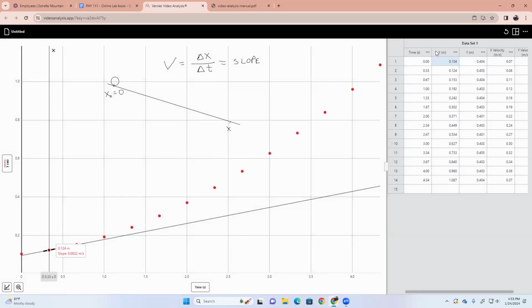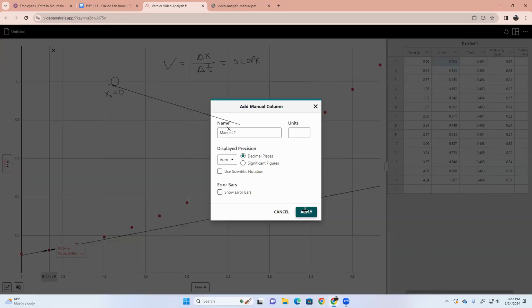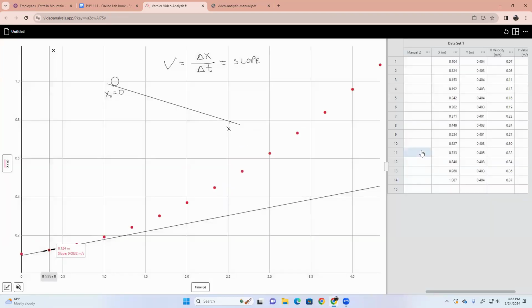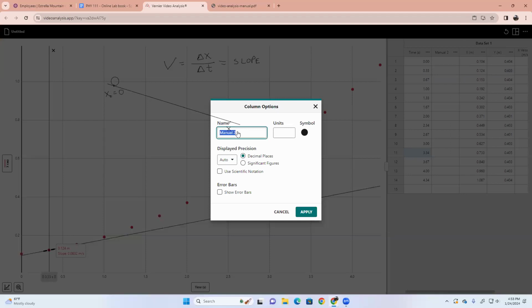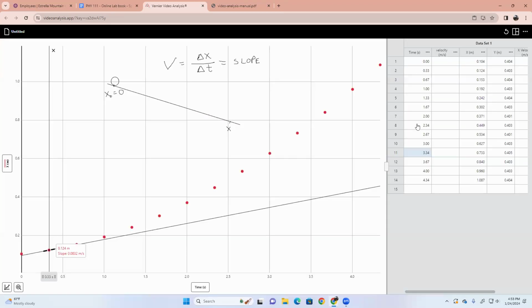Sometimes it doesn't work, and I'm not sure why. I'm going to try it again. I'm just going to say add manual column. Oh, it worked that time. How about that? I'm going to go to column options and type in velocity, meters per second, apply. Now I'm going to find all these instantaneous velocities I just spoke about and put them in this data table.